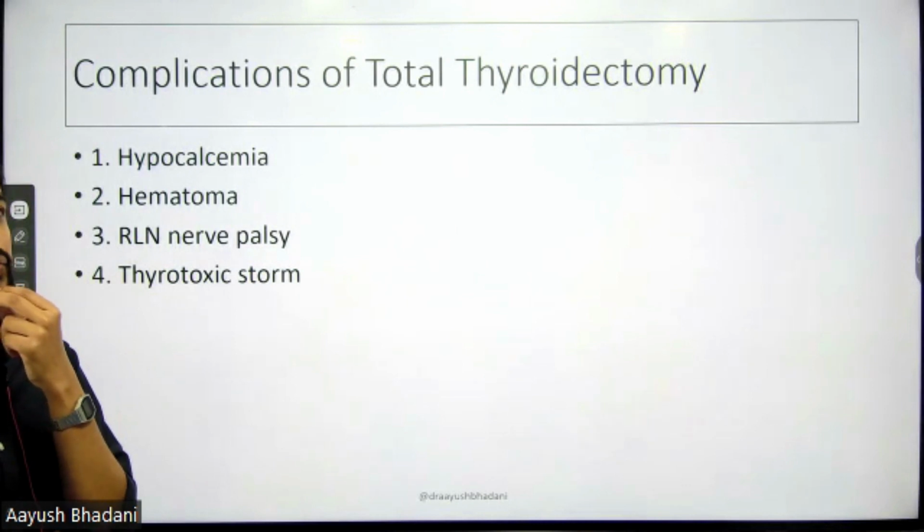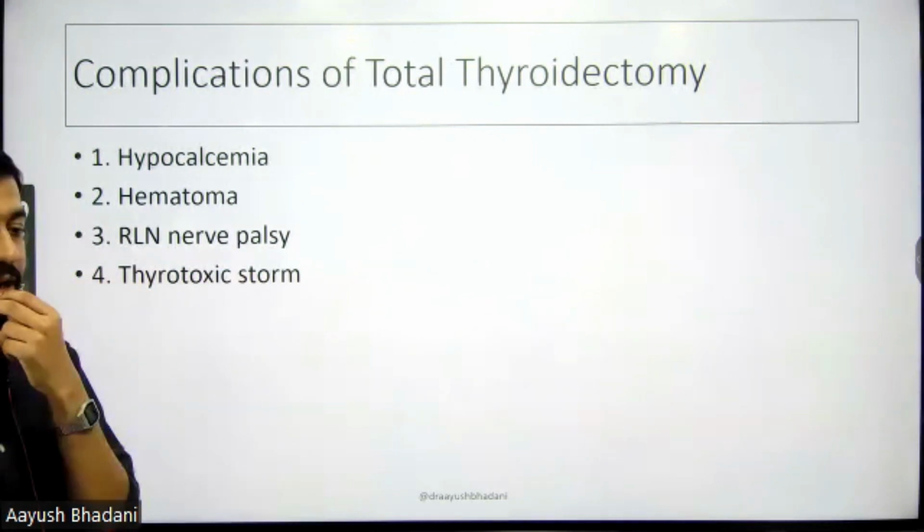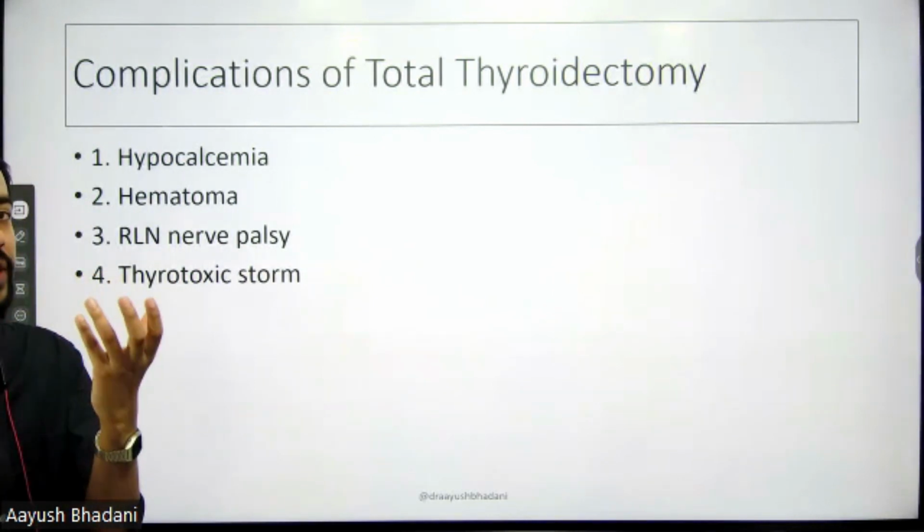So primary hemorrhage usually happens within 24 hours or on the table. Secondary hemorrhage happens after that. But just remember one point: if you are asked, post surgery, post thyroidectomy, there is a hematoma, what are you going to do next?